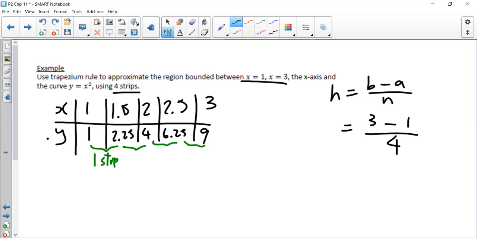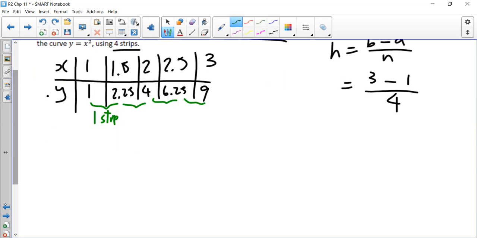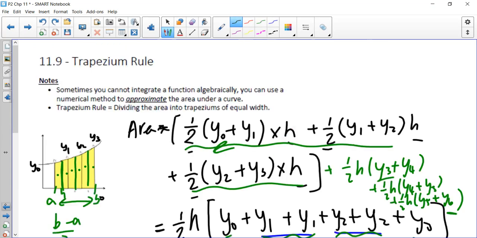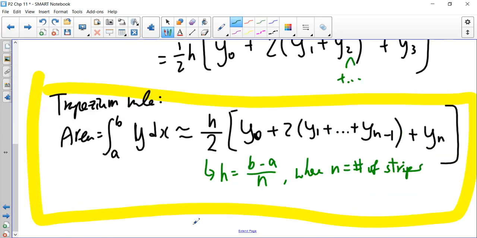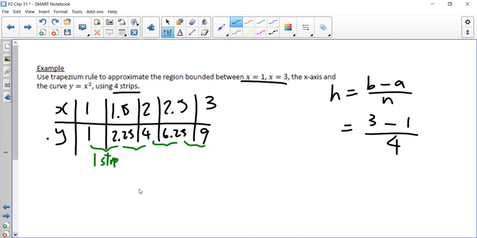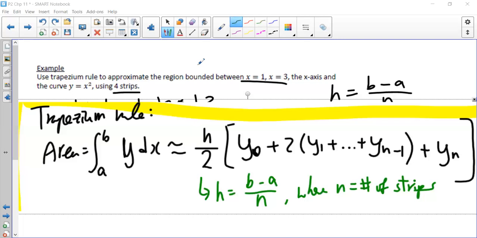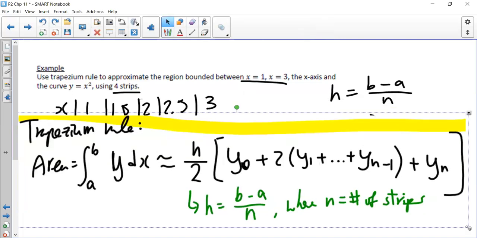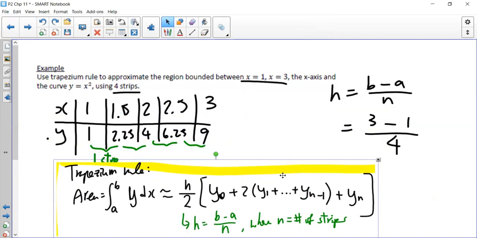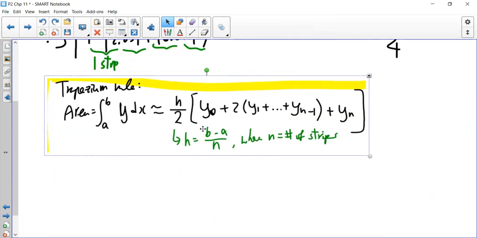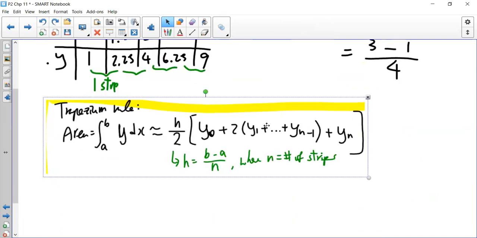Next, we're going to use the formula. So how to use the formula? Let me copy and paste this from the previous slide. So here's the formula. You don't have to rewrite the formula. You just have to apply the formula. This is given in the formula booklet.